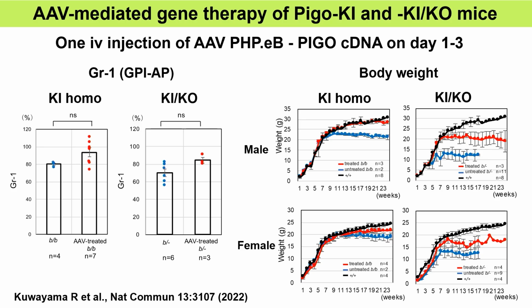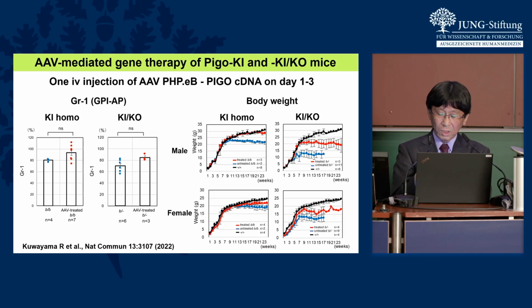On the right side, the knock-in homozygous mouse stopped growing at 9 to 10 weeks, the blue line. But the treated mice kept growing like control mice in males. In females, the efficacy was less efficient, but still significant. In the knock-in knockout, the more severe mice, the growth stopped at an earlier time, and the efficacy was partial, but still significant.